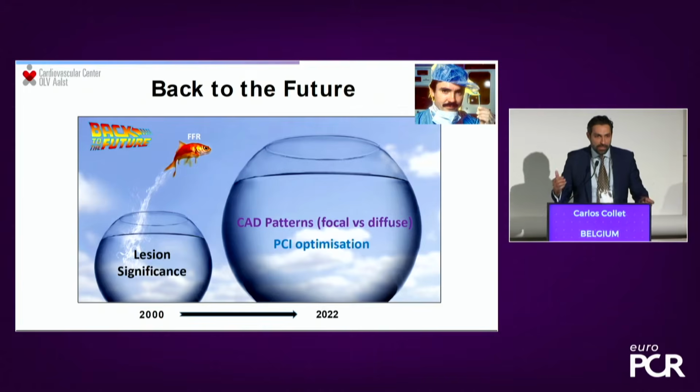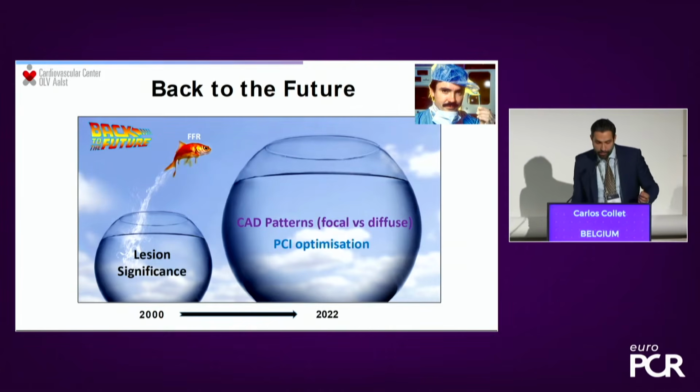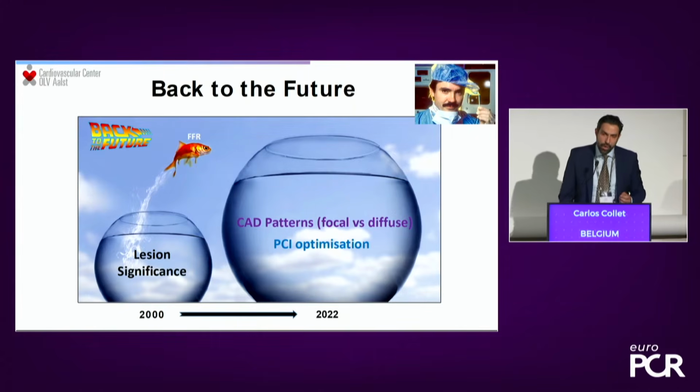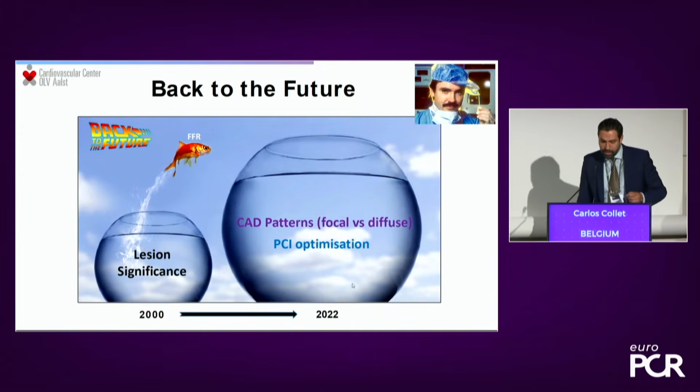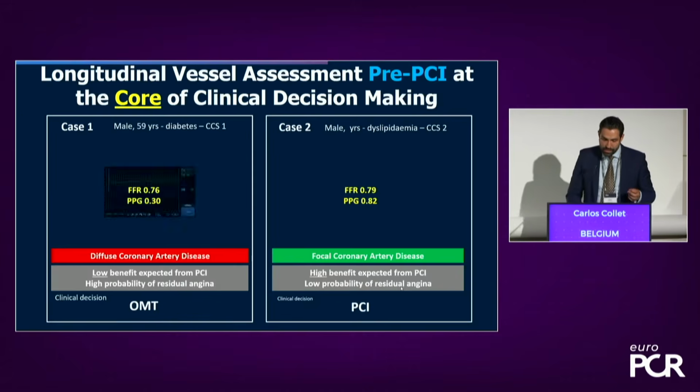So from 1979, we're now realizing that FFR is not only a tool to assess lesion significance, as proposed by Bernard de Bruyne and Nico Pijls in the 90s, but it's also a tool that helps us understand the pattern of CAD, focal and diffuse, and of course can help us to optimize PCI.